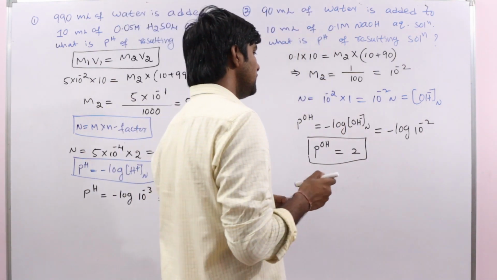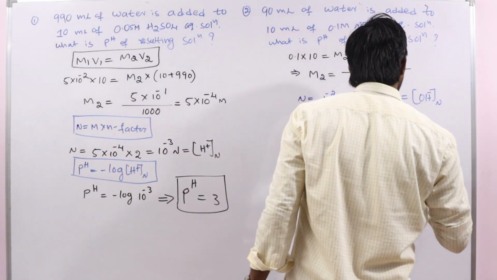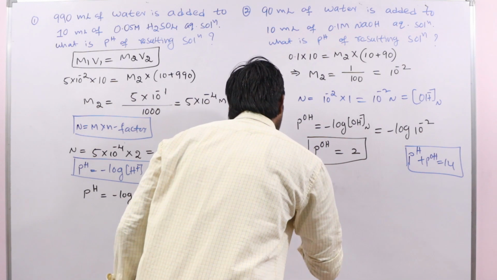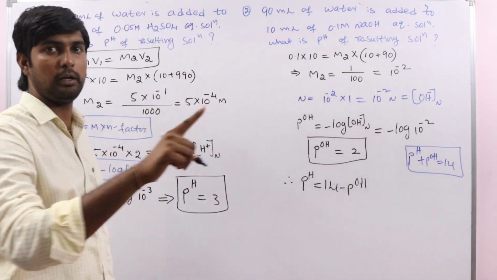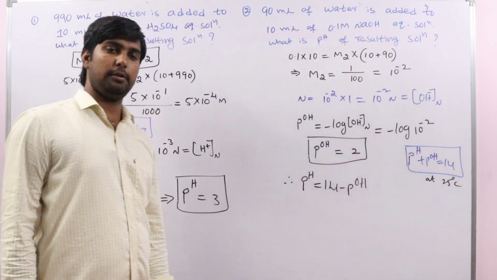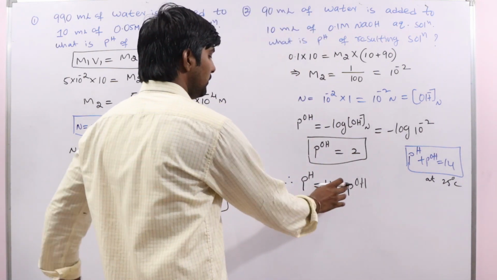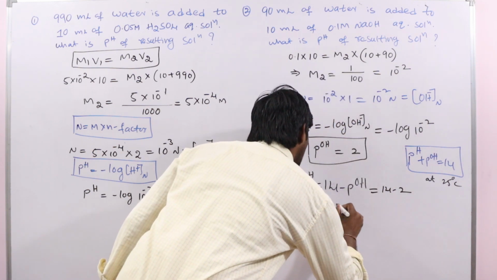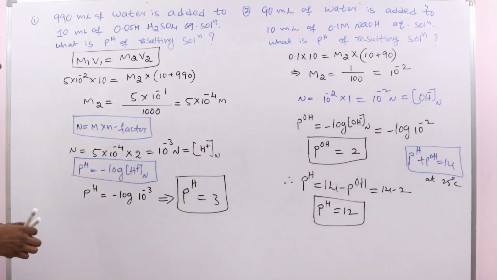Okay, and also we know this relation, pH plus pOH is equal to 14. From this relation we can calculate pH, right? So therefore pH is equal to 14 minus pOH. Remember that all these calculations we are doing at 25 degrees centigrade. Even if they didn't mention also, that is at 25 degrees centigrade, right? So pH equal to 14 minus pOH, that is 14 minus 2. So pH of this solution is how much? 12. Okay, pH is equal to 12.